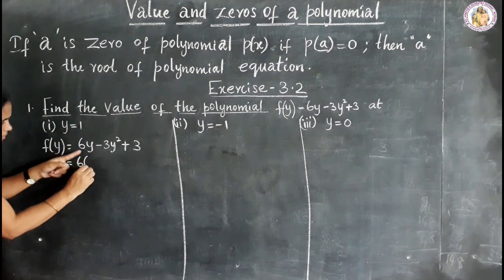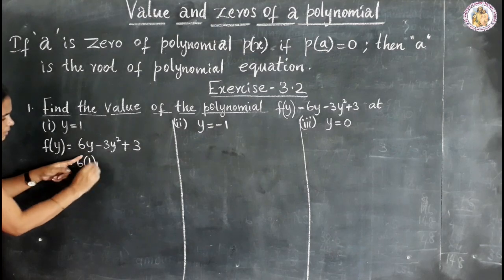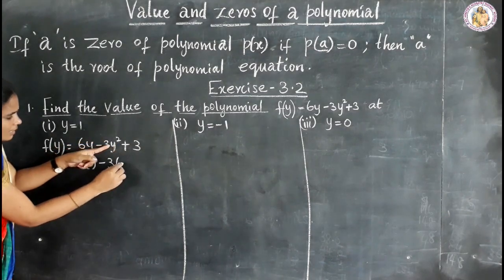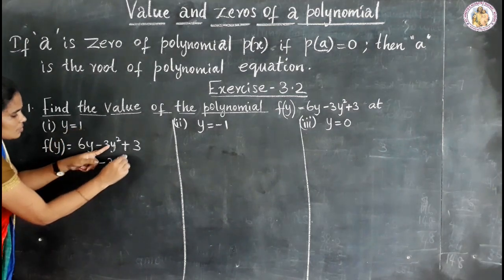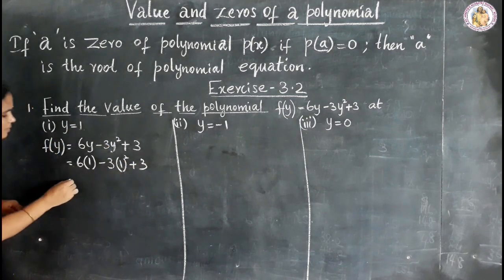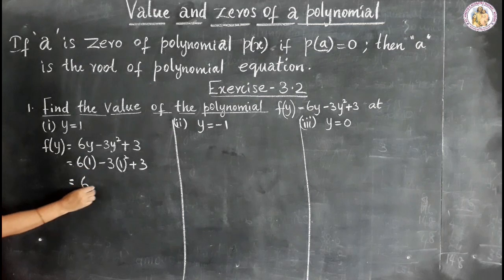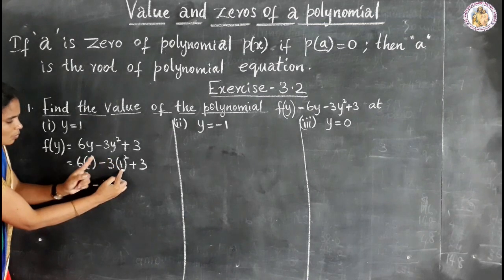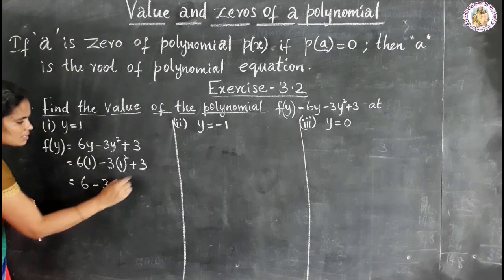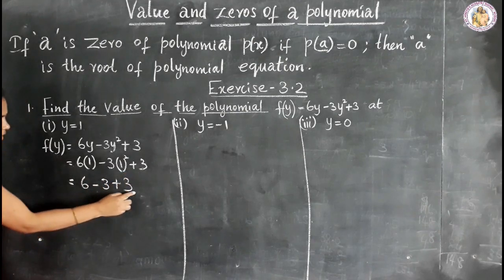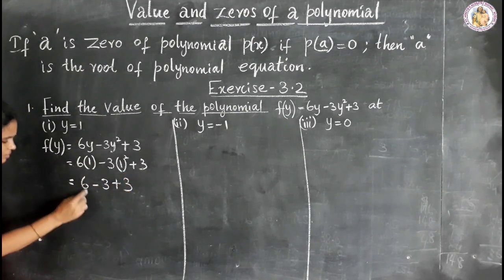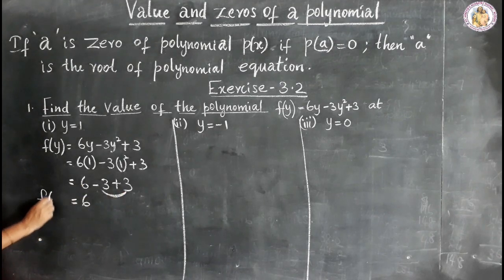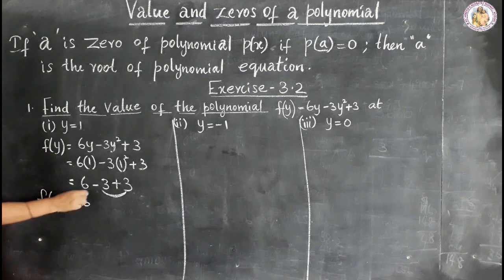Write 6 into 1 minus 3 within bracket y square, so write 1 square plus 3. The next step, 6 ones are 6 minus 3, 1 into 1, 1. So 1 3s are 3 plus 3. So plus 3 minus 3, 0, right, 6. So f of y is equal to 6.